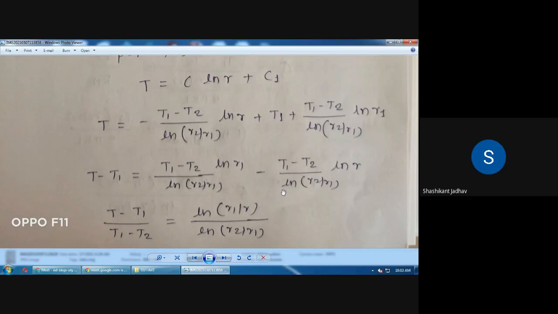So we know the equation for q: Q is equal to k into A into dT by dr. By using that equation we have to find the value of q, but we don't know the value of temperature. So for that we have calculated the value of temperature, then we take the derivative, put that value into the equation, and we get the value of q.